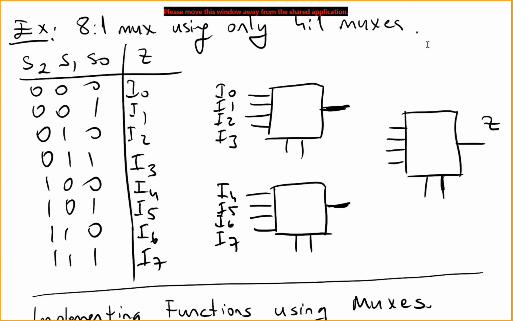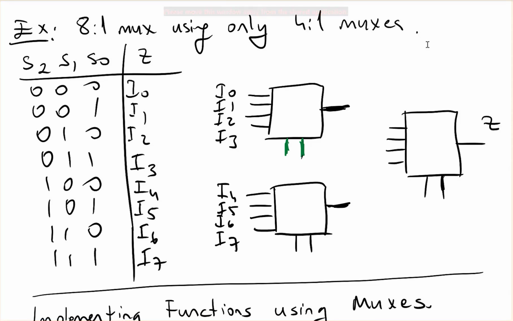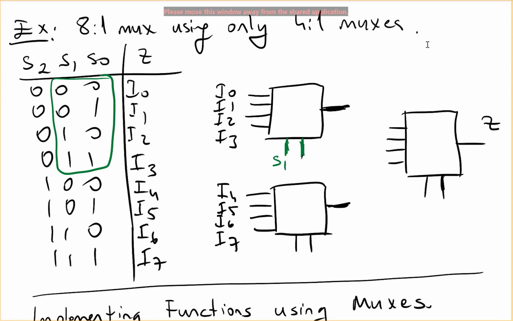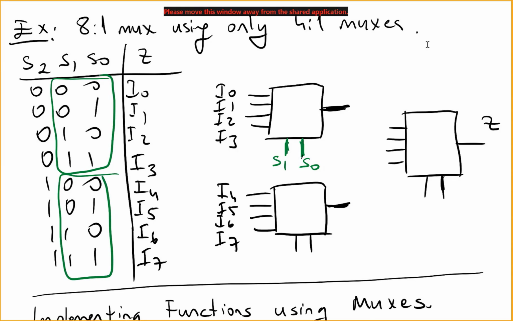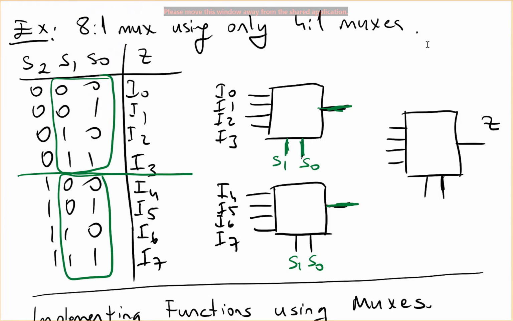So how do I do the connections here? So again I need to find out these select lines. So for these two lines I need to find the signals that select between I0, I1, I2 and I3. So from here I see S1 and S0 is doing this. So I will be connecting S1 and S0 here. Again for I4, I5, I6 and I7 I can use S1 and S0. Now let's see how I connect this. So I have an upper group and then a lower group. So for upper and lower group I can use S2. So I have only S2 here.